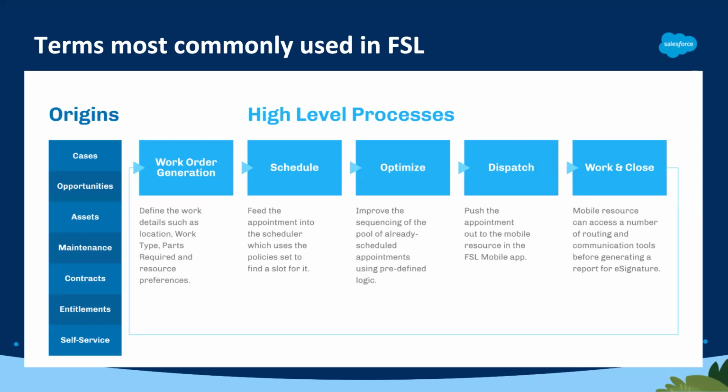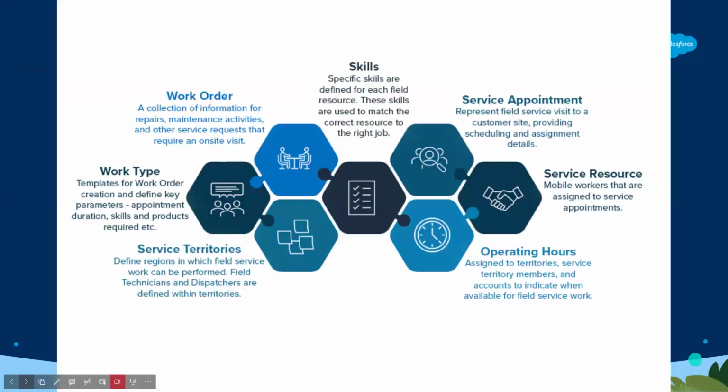So now there are some other terms that are very commonly used in FSL. We will get on with those first. The first one is work order, which is basically a collection of information from the customer side. For example, which product needs reviewing, which product needs repairing, what's wrong with it. Work orders are mostly created after the case is logged in.